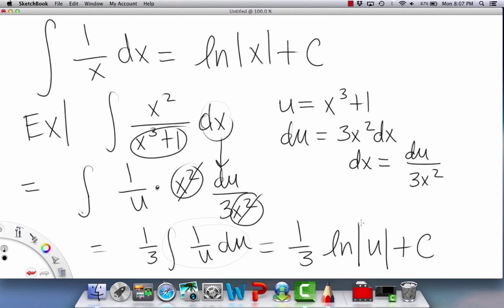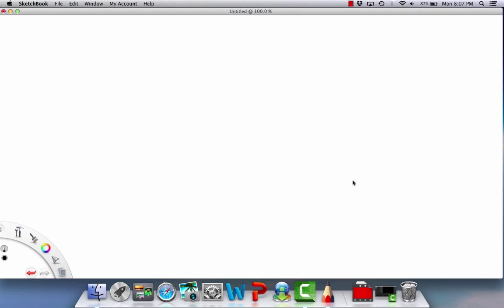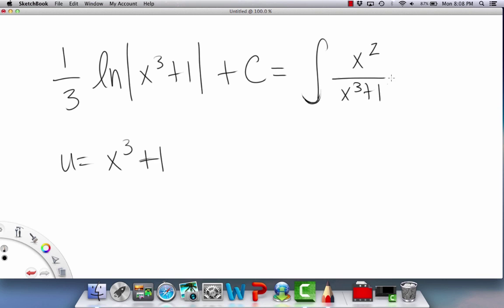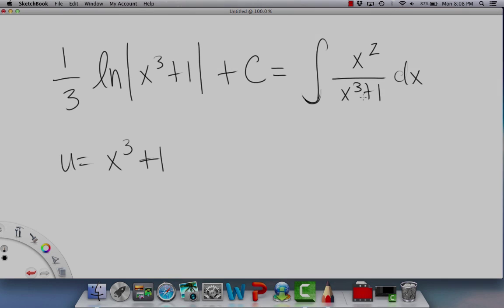Okay, so then I'll go on to the next slide again. And our final answer is going to be 1 over 3 ln of, and we said u equals x to the third plus 1, so x to the third plus 1, and then our plus c. So this equals the integral of x to the second over x to the third plus 1. Okay, so that's our final answer, and that just about does it.